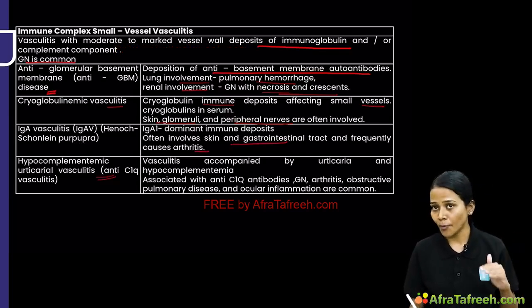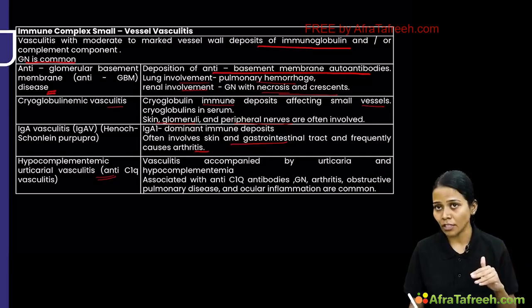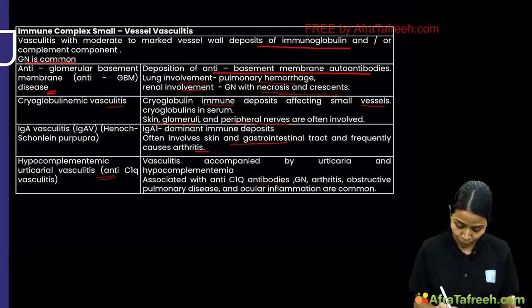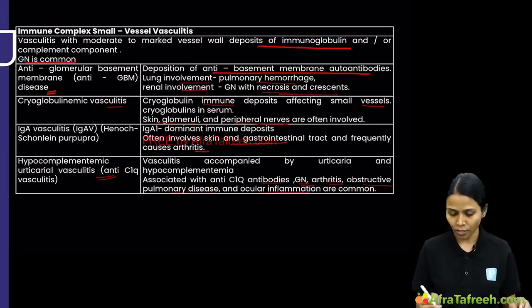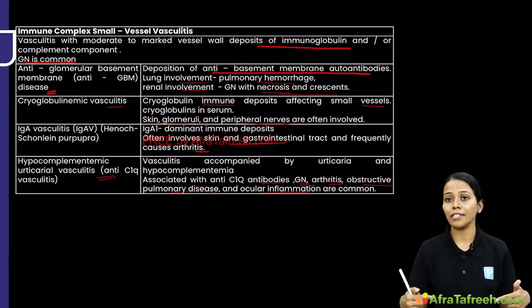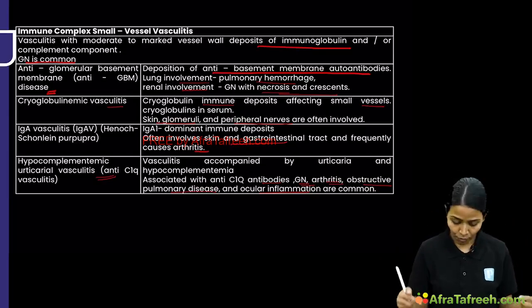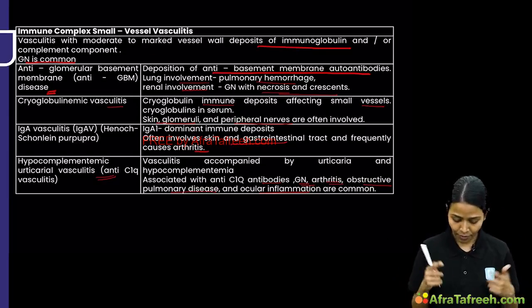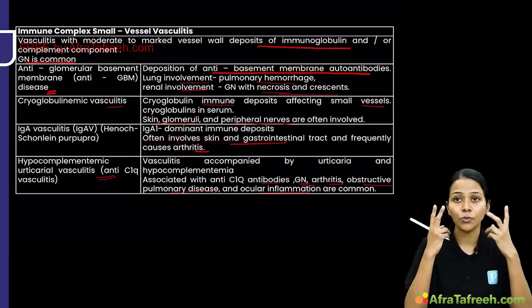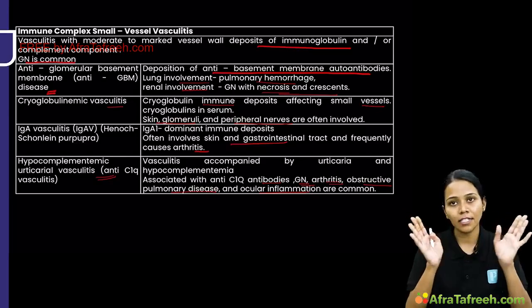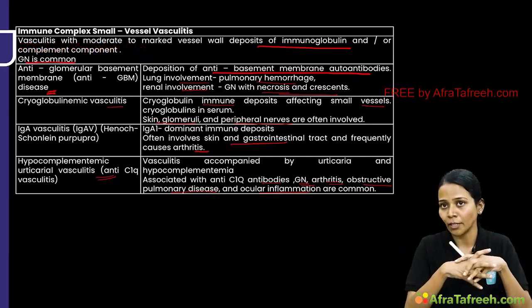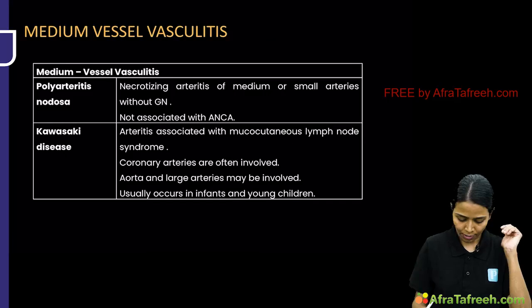So you're going to see hypocomplementemia, urticaria, anti-C1q antibody positivity, glomerulonephritis, arthritis, obstructive pulmonary disease, and ocular involvement. So patients are going to have obstructive pulmonary disease, glomerulonephritis, and C1q antibodies. Remember the structures which are 2 in number: eyes, lungs, kidneys. These 3 things are getting affected in hypocomplementemic urticarial vasculitis.